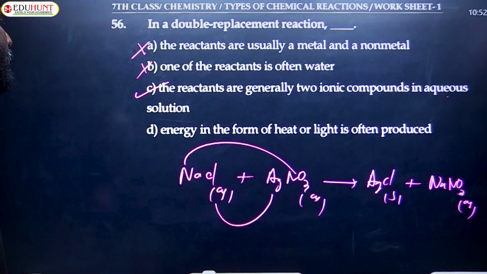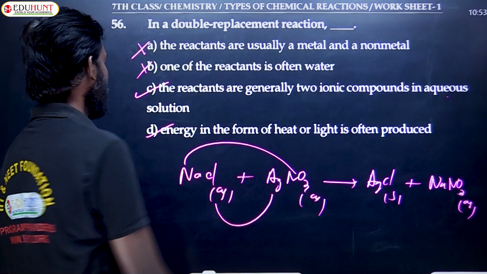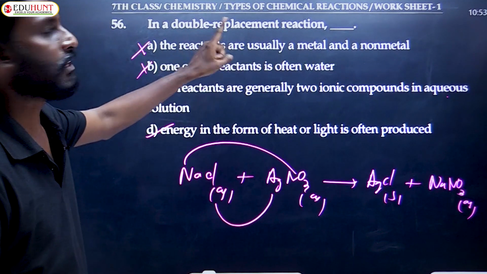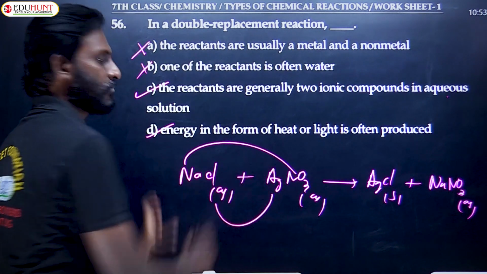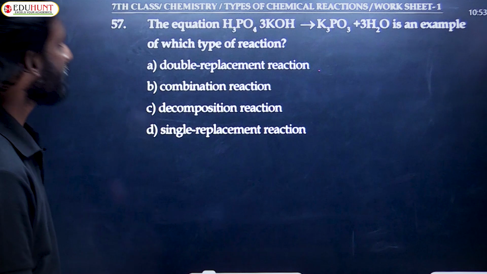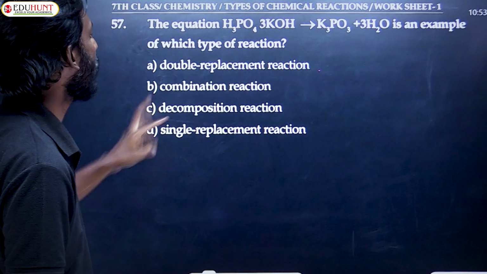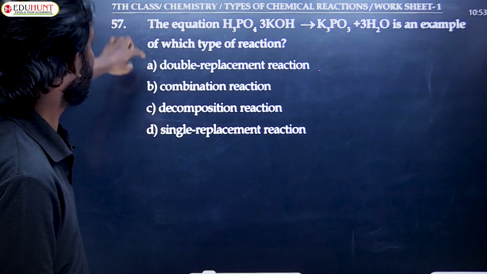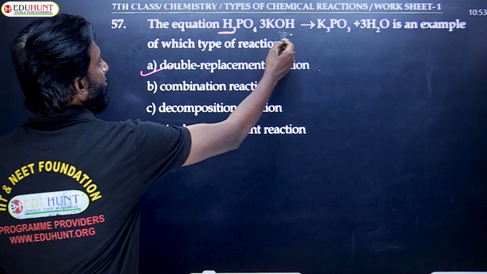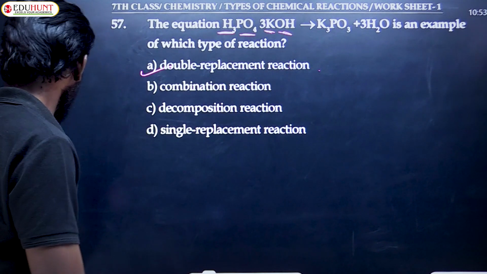Energy in the form of heat or light is often produced. Yes, energy is often produced. The first one is wrong. The reactants are usually metal or non-metal. No. They are compounds. They are binary compounds in general. The equation H3PO4 plus 3KOH gives K3PO4 plus 3H2O is an example of neutralization. Yes, double displacement. Okay, H plus and OH minus displaced, K plus and phosphate displaced, double displacement.